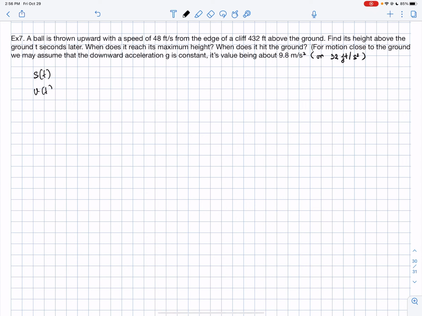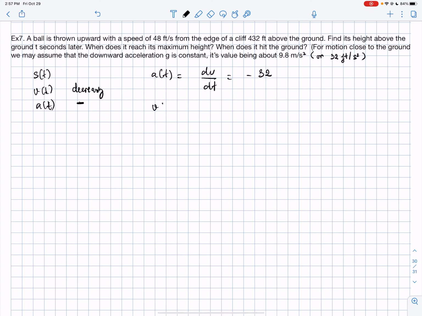v of t is the velocity function, and a of t is the acceleration function. And again, if we assume that the ball going down is the negative direction, then the velocity will be decreasing, and the acceleration function a of t will be negative. So we have a of t is dv over dt, which is negative 32. The problem gives us 32, but the direction is negative because the ball is going down.